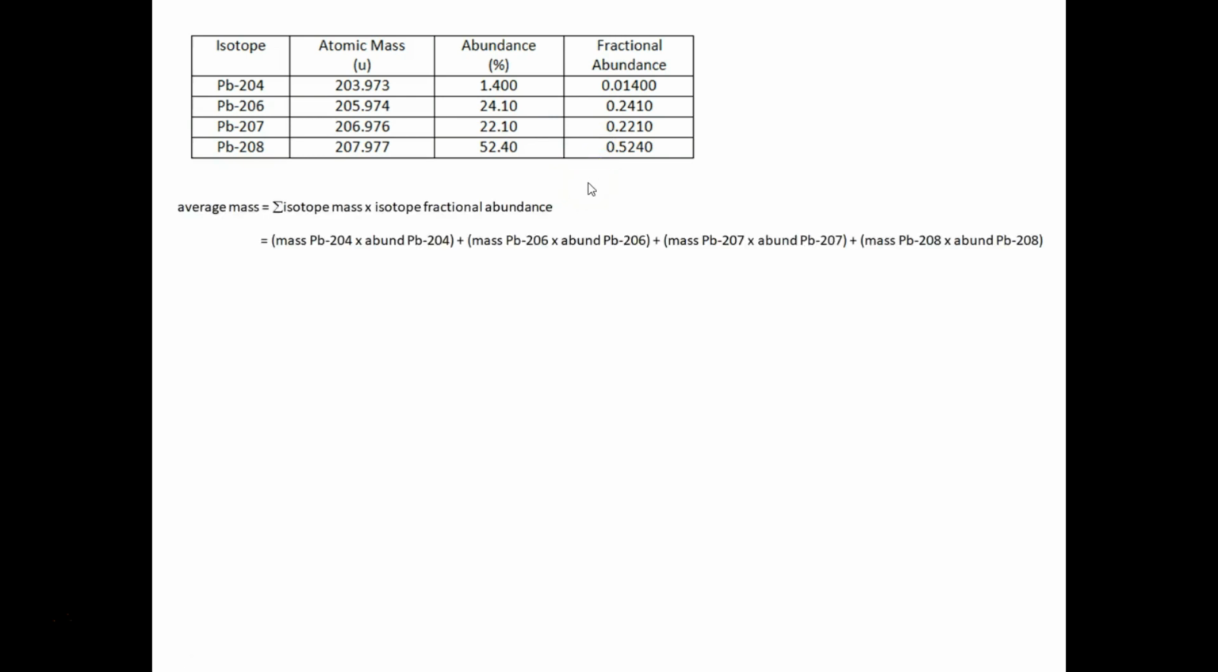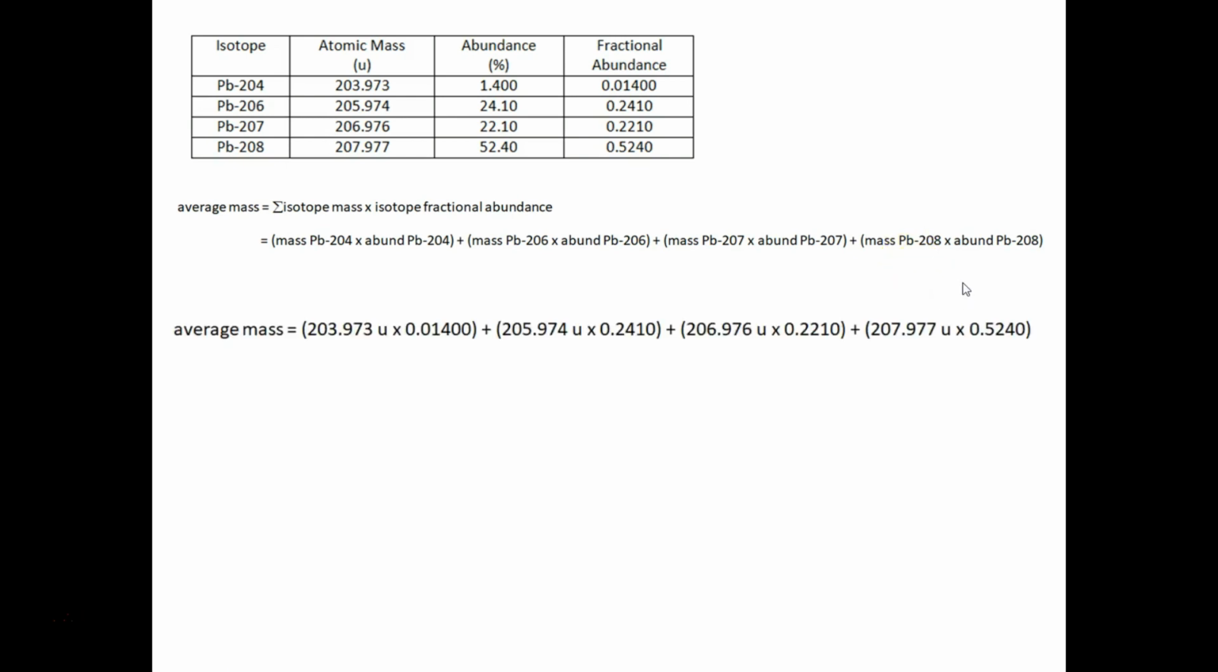Okay. Now, the second thing that we will do is write out our equation. So I wrote out my generic equation where my isotope mass times my isotope fractional abundance. And then I know that therefore my average mass of lead is going to be the mass of lead 204 times the abundance of lead 204 plus the mass of lead 206 times the abundance of lead 206 plus the mass of 207 times the abundance of 207 plus the mass of lead 208 times the abundance of lead 208.